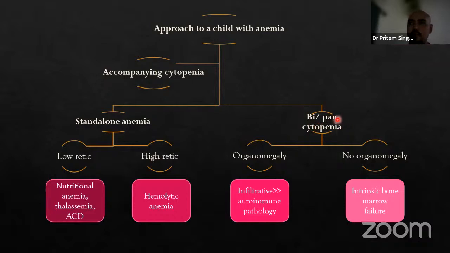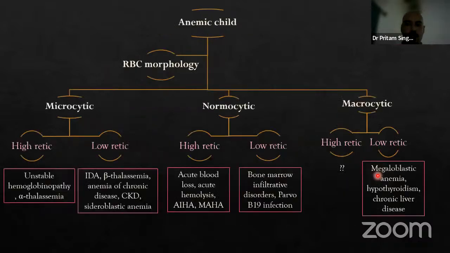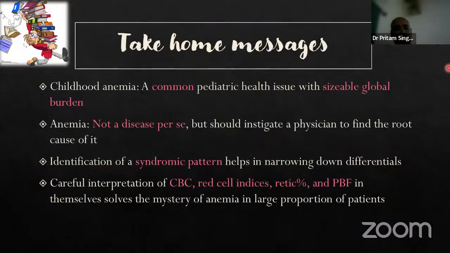If there is bi or pancytopenia and not standalone anemia, you see whether there is organomegaly or not. If there is organomegaly, you're dealing with something like leukemia or maybe an autoimmune pathology. If there is no organomegaly, it is an intrinsic marrow failure, which can be acquired aplastic anemia or a syndromic form like Fanconi anemia, dyskeratosis congenita, etc. These, I think, from the Robbins textbook, we all know. I'm not dwelling on them. So I come to my last slide.